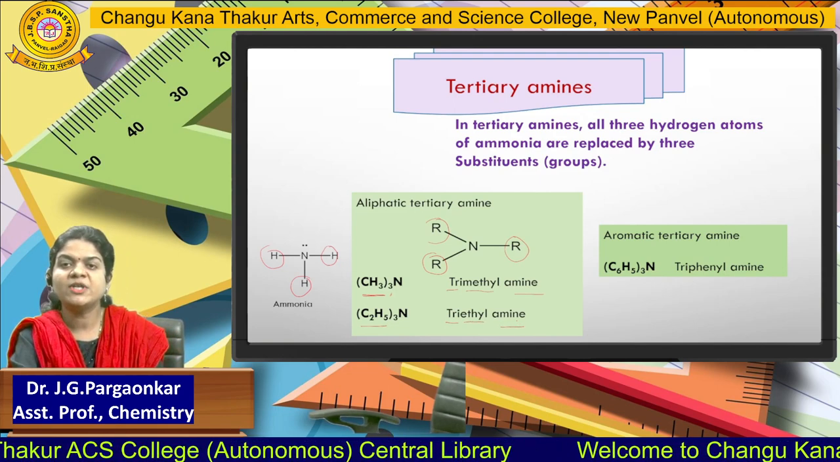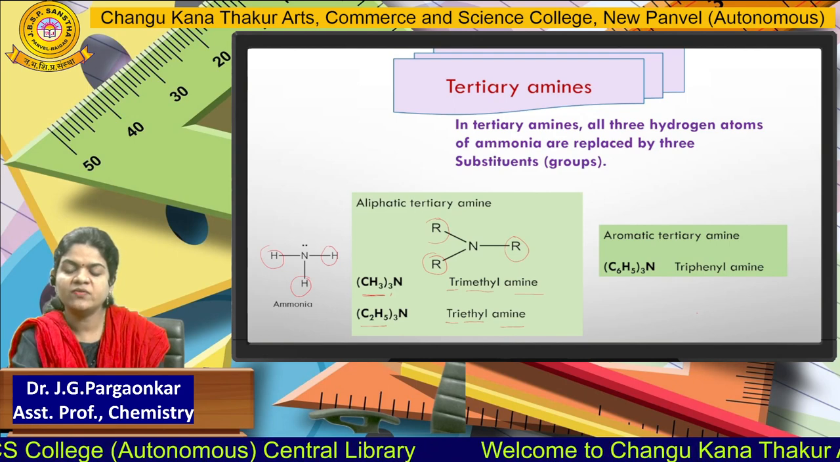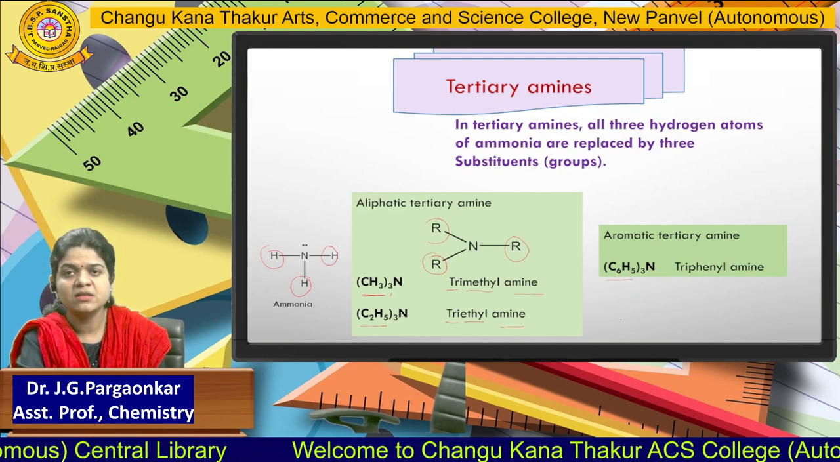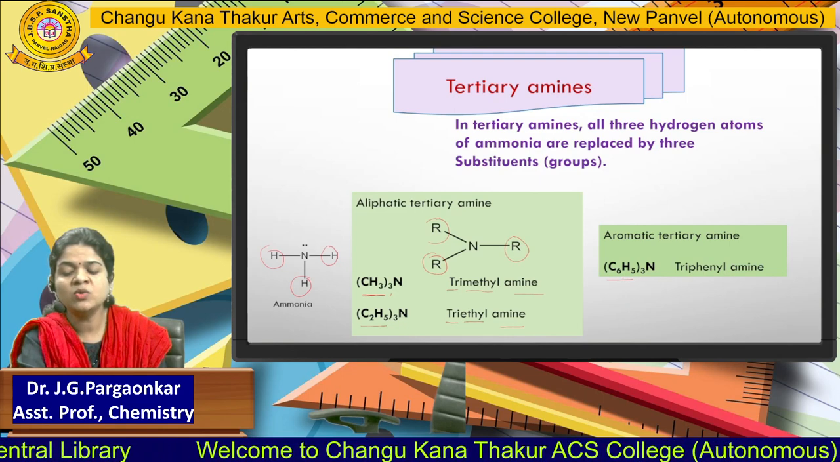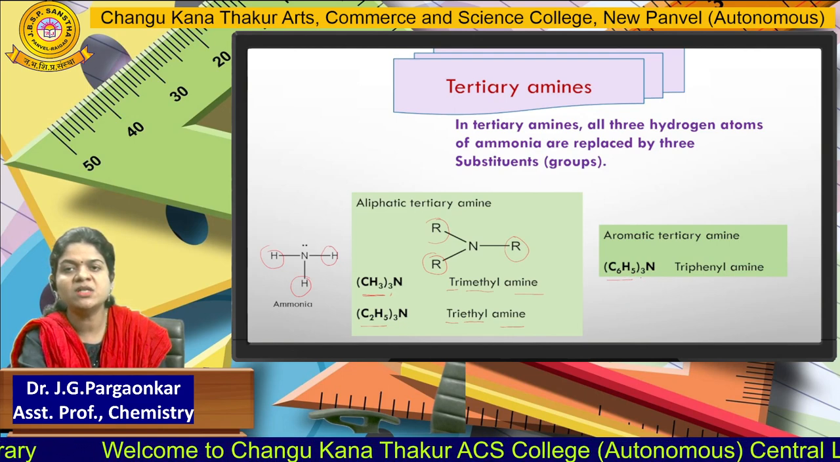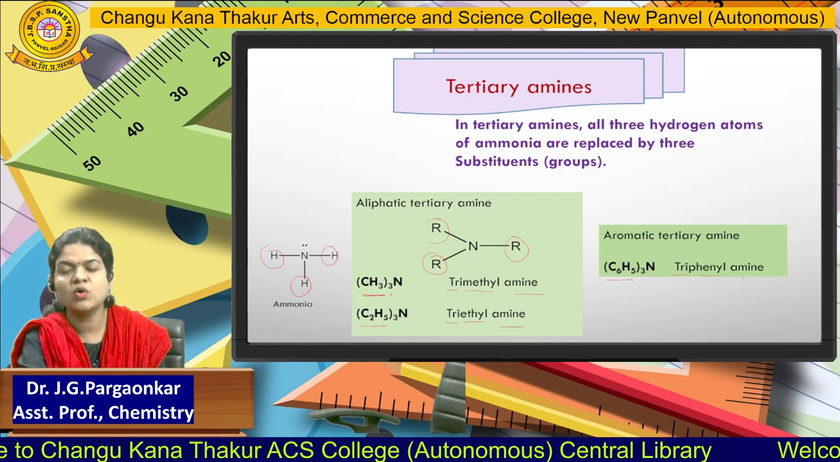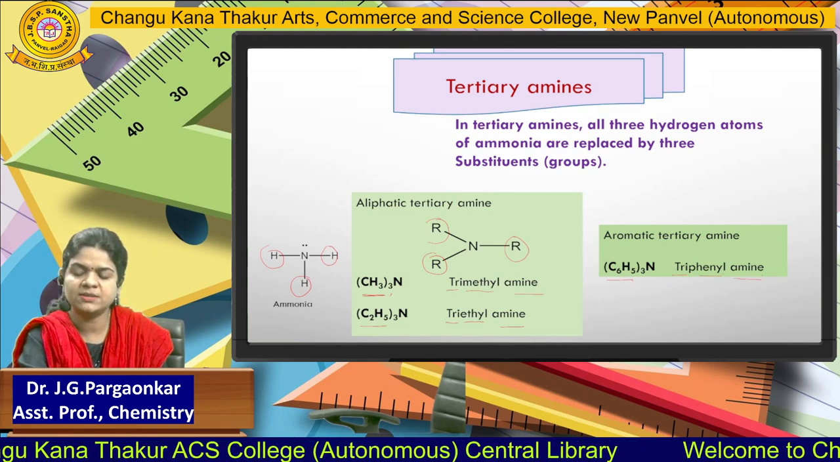Now see the aromatic tertiary amine. In that we can see C6H5, meaning phenyl ring. So how many phenyl groups are there? Three. So three means triphenyl, as I have written, and amine is the suffix.